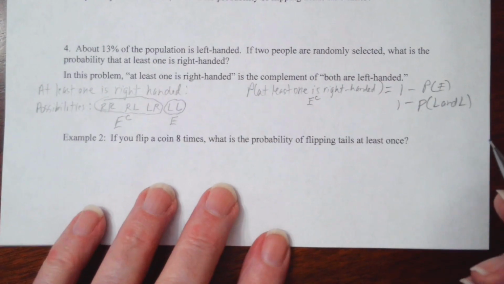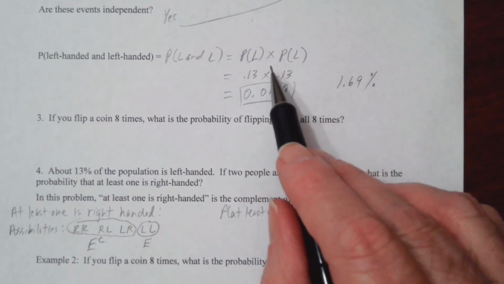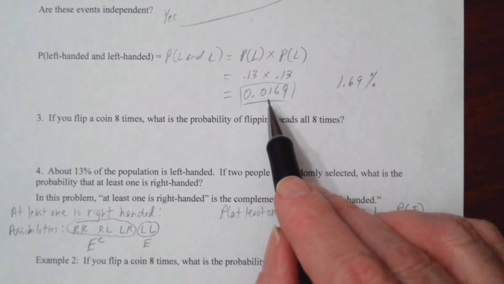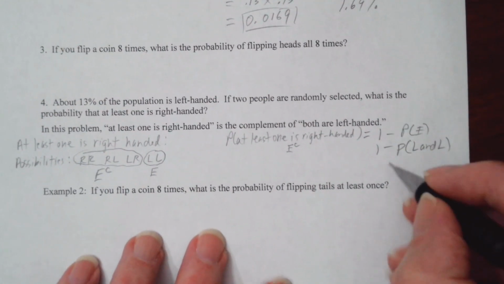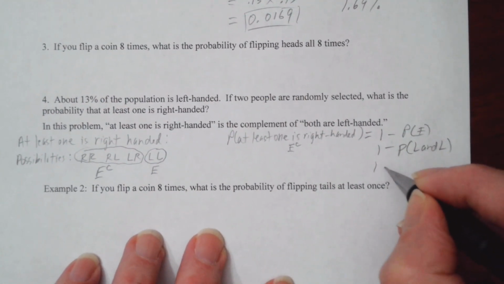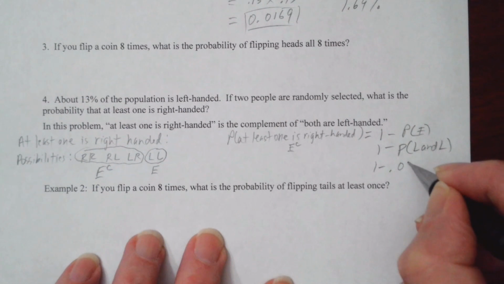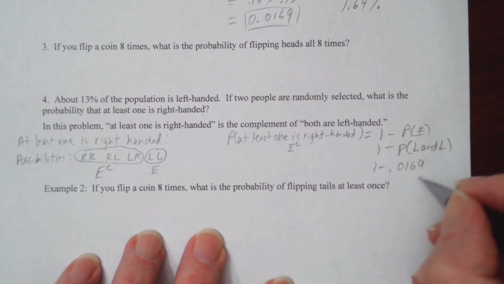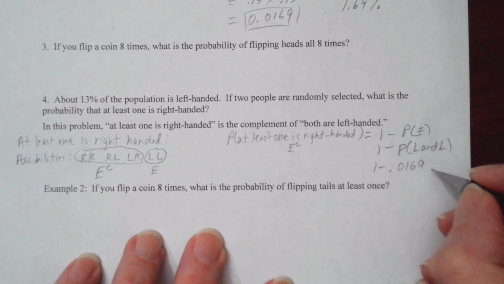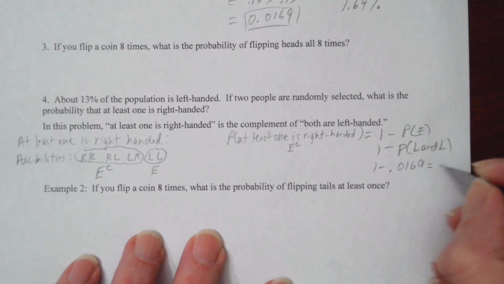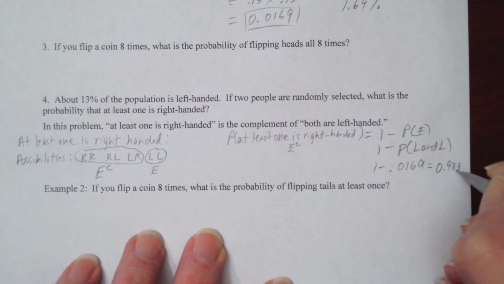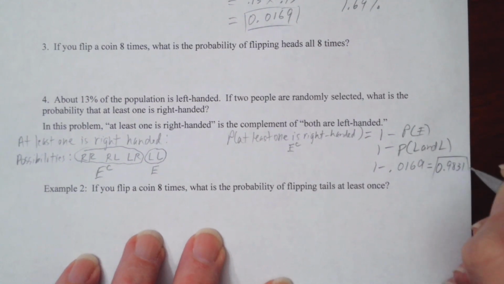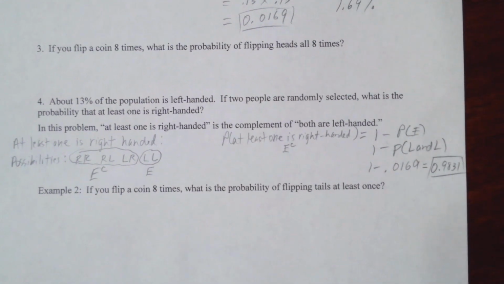Well, we already found the probability that they're both left-handed. That was 0.0169. And so this is 1 minus 0.0169. And I'm running out of room here. This is going to be 0.9831.